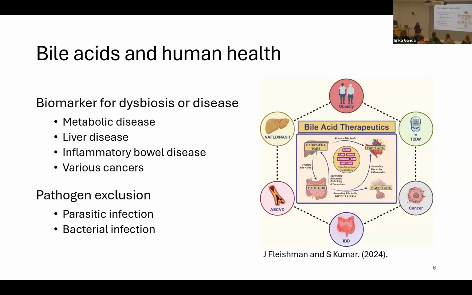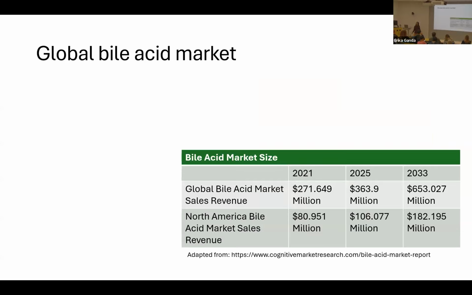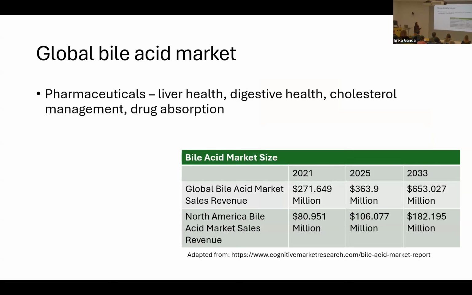And so because of their many different roles in the body and the health industry, the bile acid market globally is insane. In 2025, bile acid sales revenue was $363 million, with North American sales making up over a quarter of that. And the field that makes up most of this revenue is pharmaceuticals, of course, like we just discussed. I didn't mention before that because of their nature, bile acids can even be used as a targeted drug delivery system, where they can bring drugs to specific cancer sites, for example.